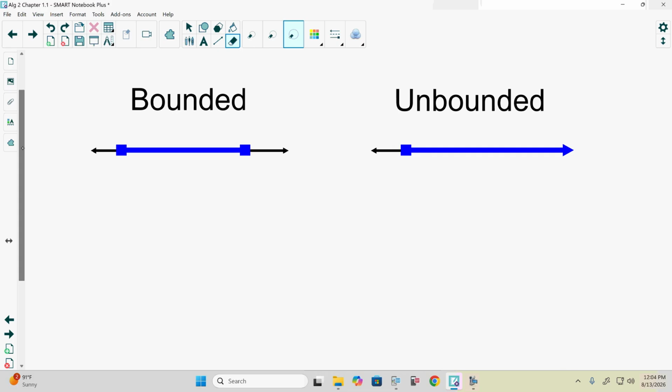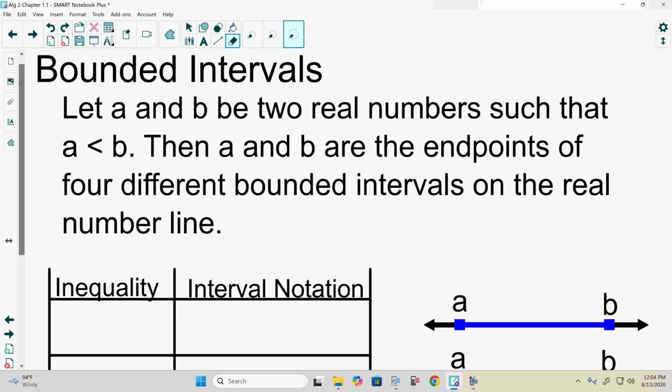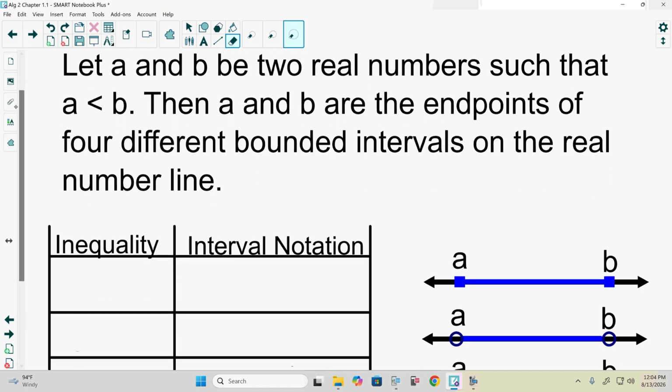But unbounded: one endpoint, continues in one direction. Bounded: we have two endpoints. Now at the bottom of that page, bounded intervals, we have all these words. Let A and B be two real numbers such that A is less than B. Then A and B are the endpoints of four different bounded intervals on the real number line.